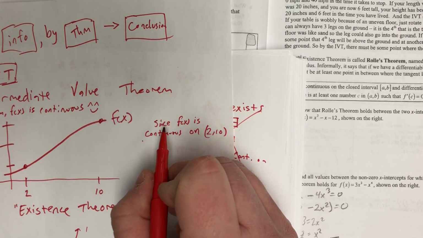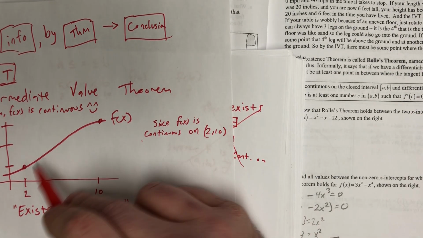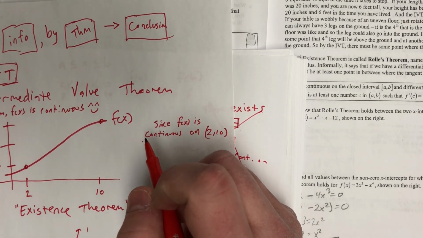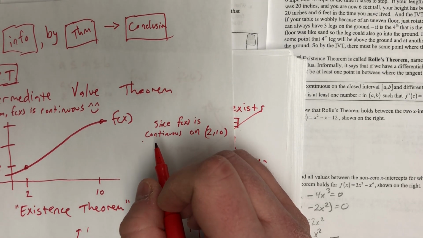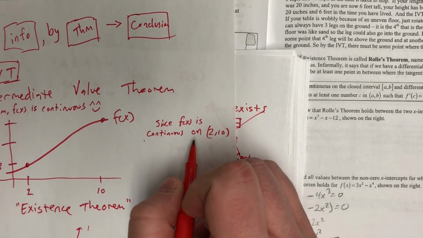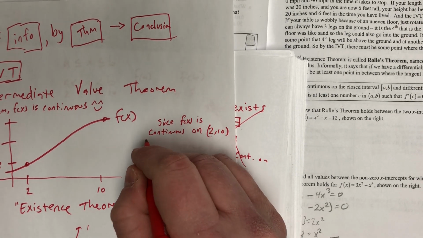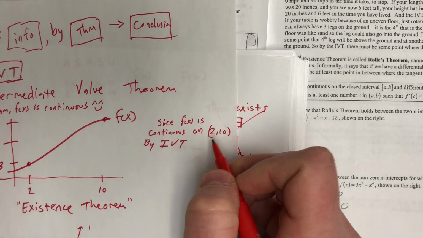Now here's the thing. A lot of people say, well, since it's continuous, we have a y value of 4 between those because we start out at 3 and we end at 5. No. I'm not allowed to say that the y value is 4. IVT lets me say that the y value is 4. So since f of x is continuous on 2 to 10, by IVT, now I can say whatever I want.